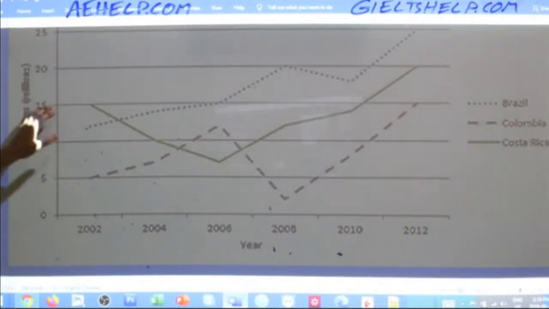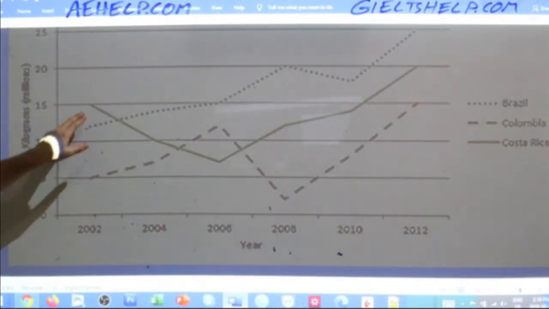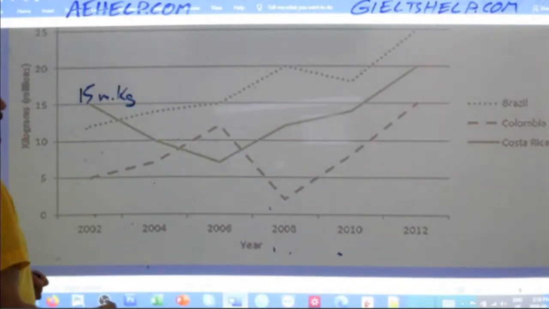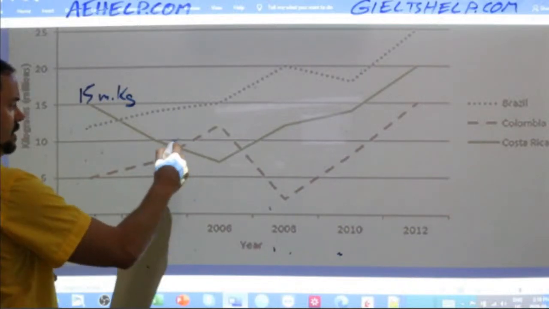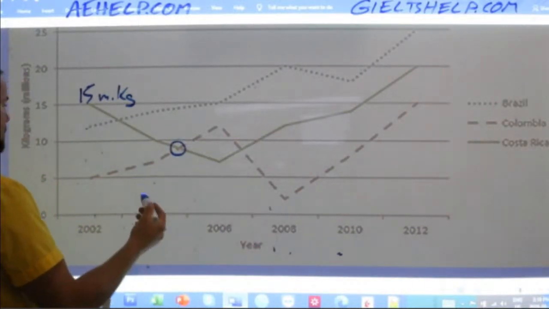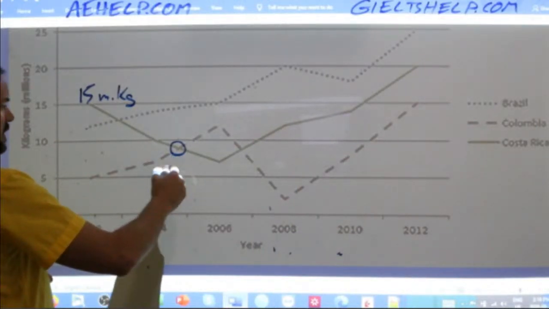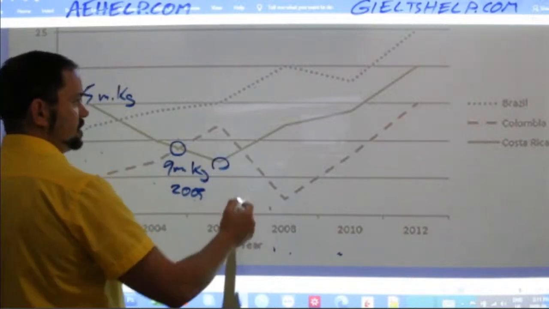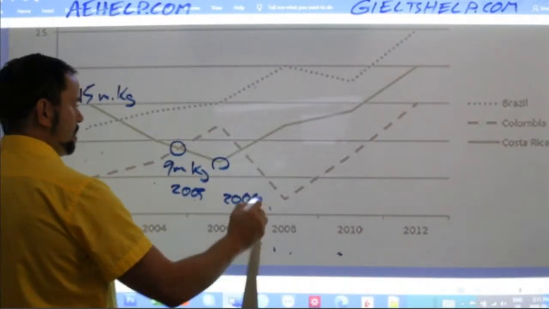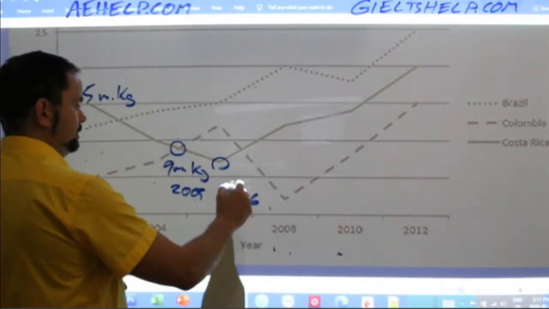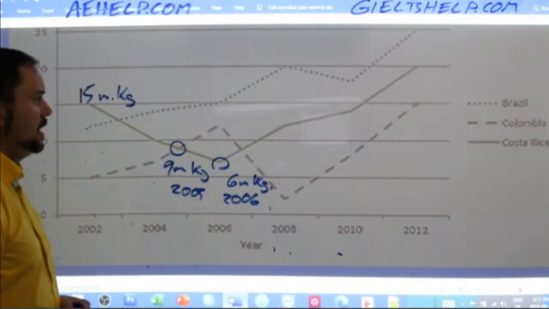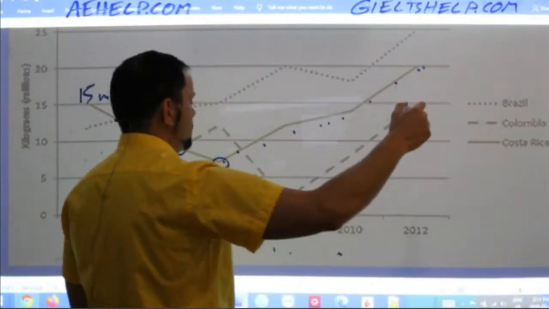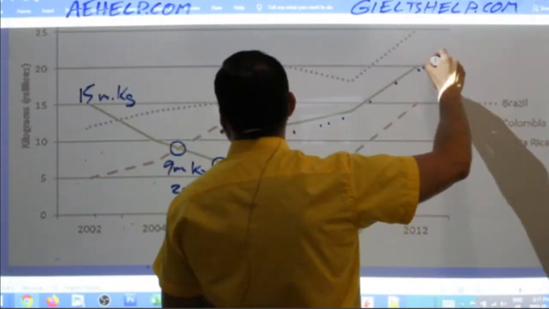So let's now talk about Costa Rica. So Costa Rica starts at 15 million kilograms. Then, of course, it's decreasing. Here is where it intersects with Colombia at roughly 9 million kilograms in 2005. Okay, and it reaches its lowest point in 2006 at about 6 million, roughly. Okay, and then from there, there's a fairly steady increase all the way to 2012, at which point it's at 20 million.